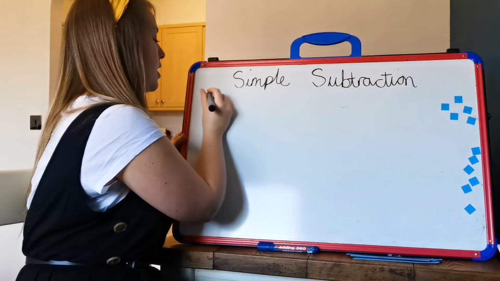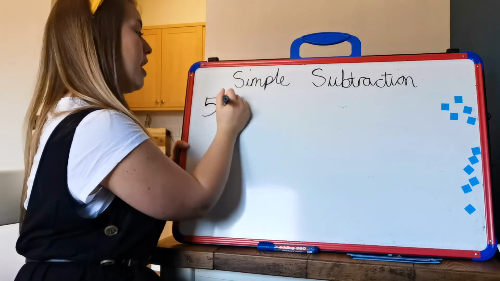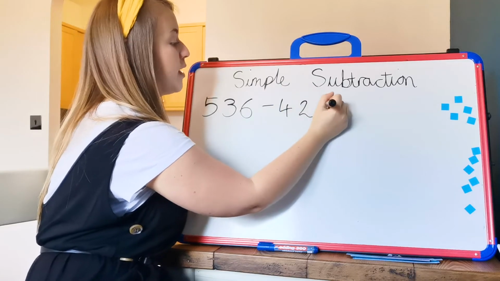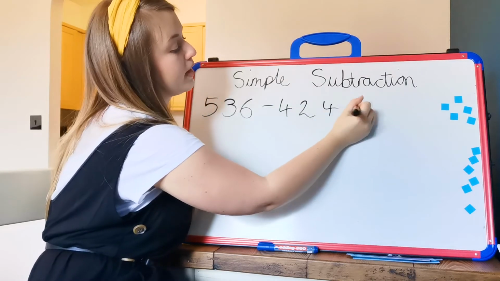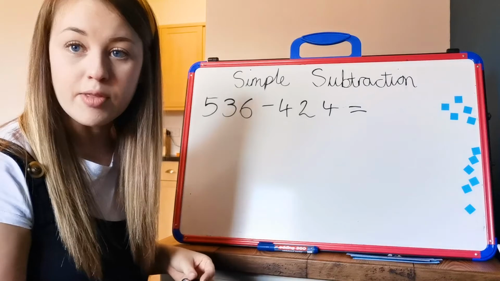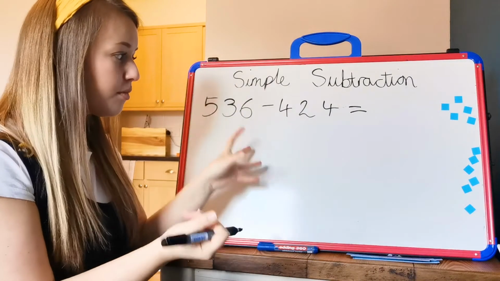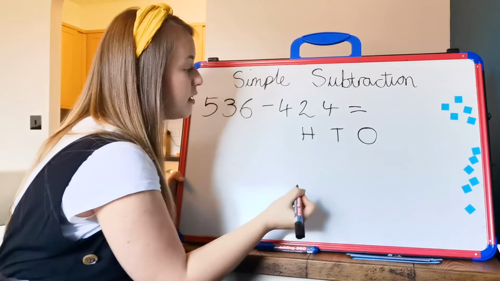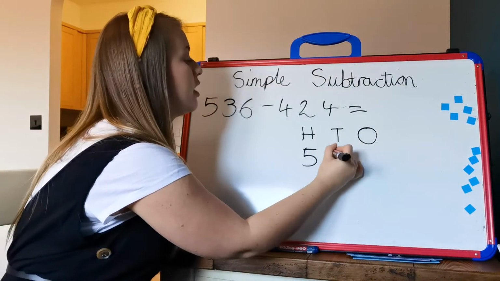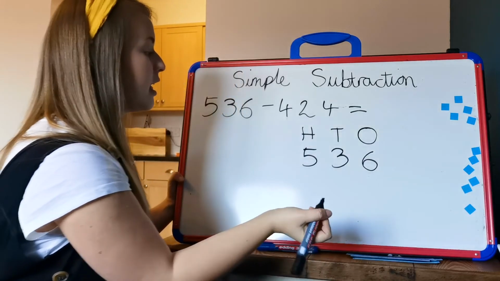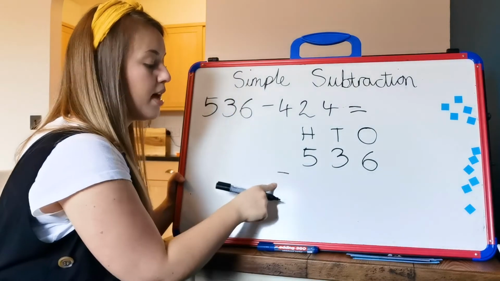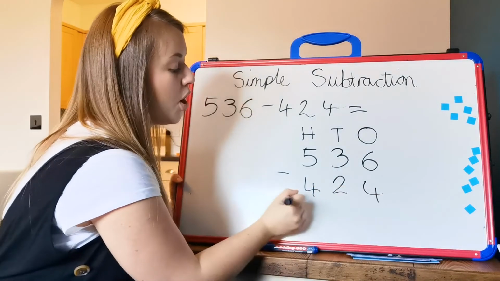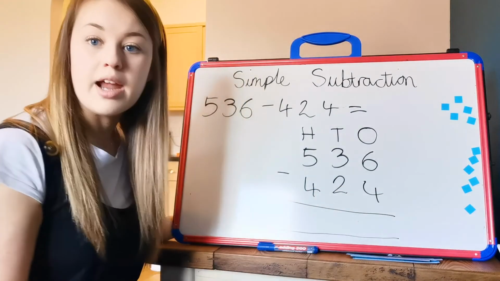So, taking away 536, I'm going to take away 424. These are just completely random numbers, by the way. I haven't thought about these beforehand. So, with this, putting them into columns, but we're going to start hundreds, tens, and then ones. So I write 536, and then I need to take away, write your take away symbol, 424. Make sure in the right columns, write your equal sign at the bottom.